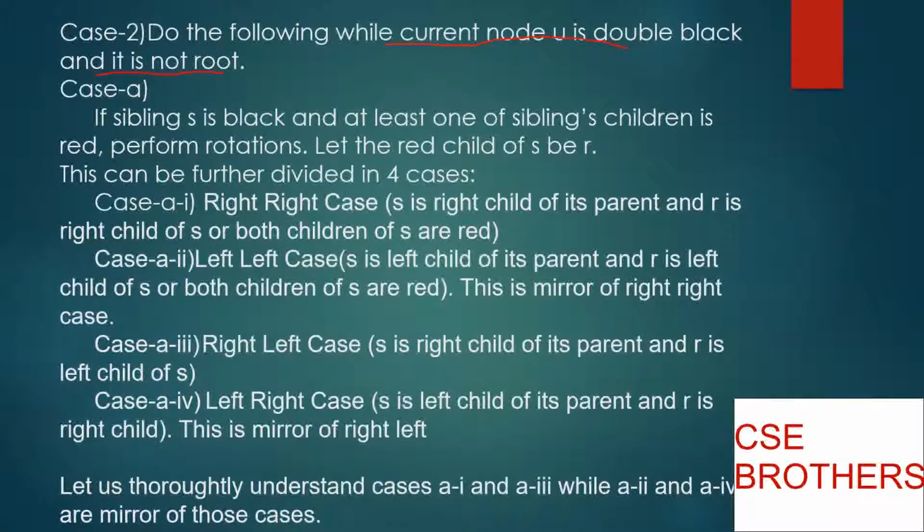the root. Okay, so the first subcase A will be that if sibling S is black and at least one of the sibling's children is red, we need to perform rotation. Now we'll denote the red child of sibling S by R. Now this can be further divided into 4 subcases, which are right right case, left left case, right left case and left right case. Now we'll understand each of those cases one by one.